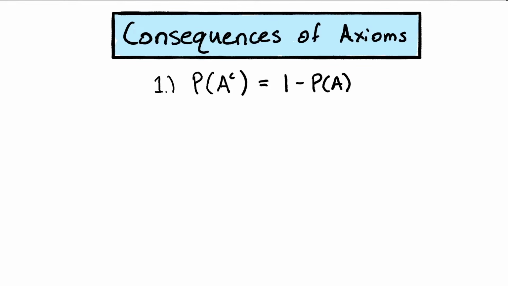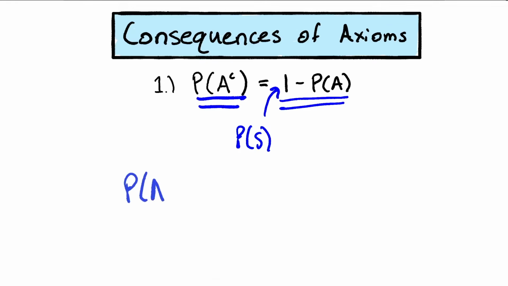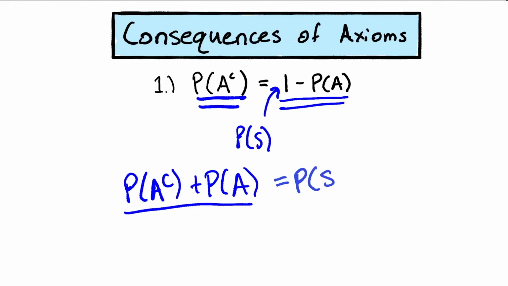So what are some useful things that we learn from these axioms? Well, the first thing we learn is the probability of A complement will always equal 1 minus the probability of A. And this kind of makes sense because 1 is the probability of the entire sample space. And if we have probability of A complement plus probability of A, these 2 terms right here basically equal the probability of the whole sample space.